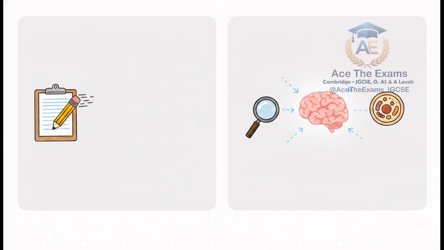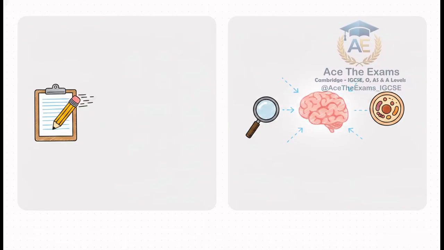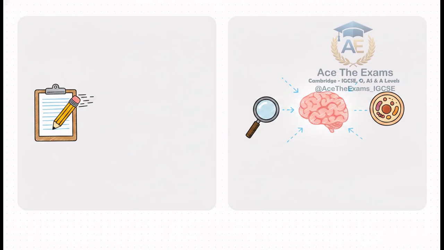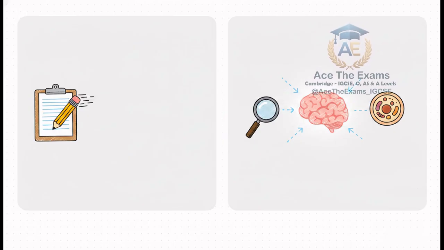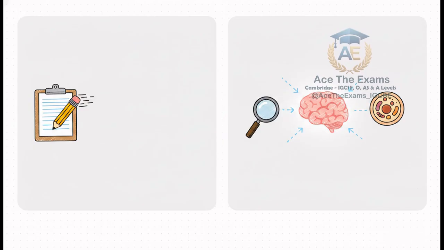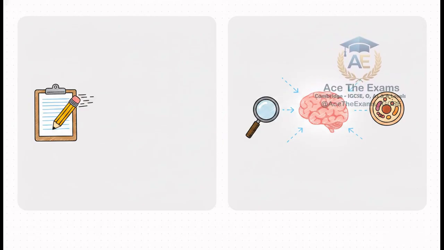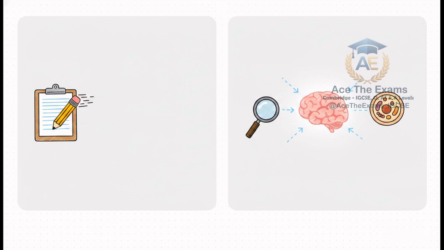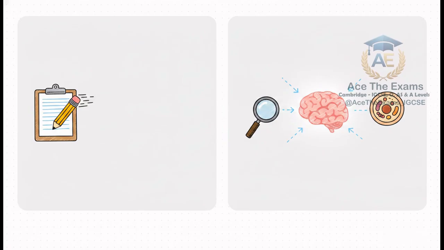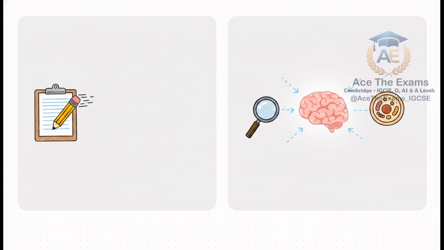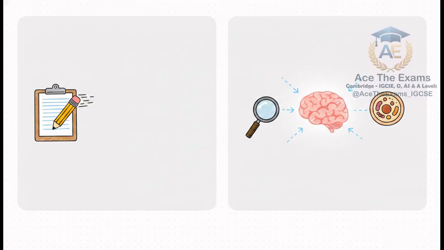Look at this comparison right here. A descriptive level answer simply lists basic facts about the microscopes, but an evaluative level answer, which is the elite approach taken by top-scoring candidates, actually questions assumptions, considers different perspectives based on the specific specimen being viewed, and justifies exactly why one microscopic technique is absolutely superior to the other for that specific investigation. And they back the whole thing up with evidence.